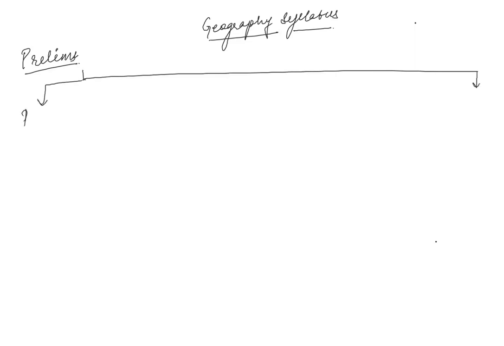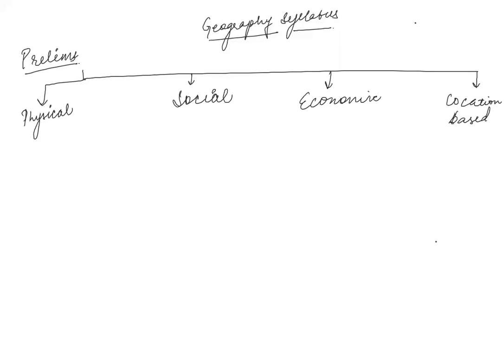First is the physical. Next is the social. Next is the oceanography. And, sorry, not oceanography, it's economic, and location based. It has been divided into these 4 things.